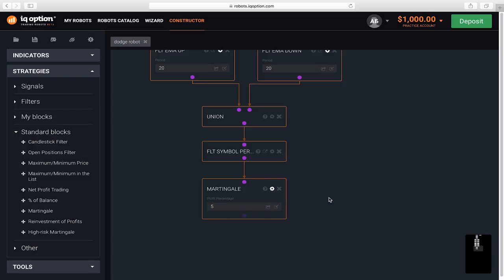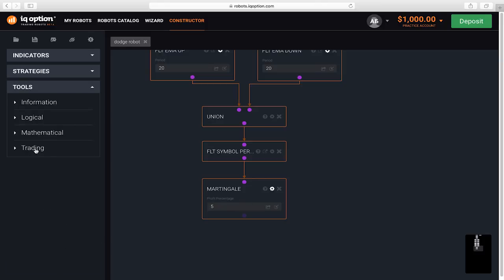And add the open trade block at the end. This is the one that sends the request to complete a transaction. In other words, without this block, the robot can't trade, so it will only generate signals according to the principle described earlier. Save your work and test it on historical data.